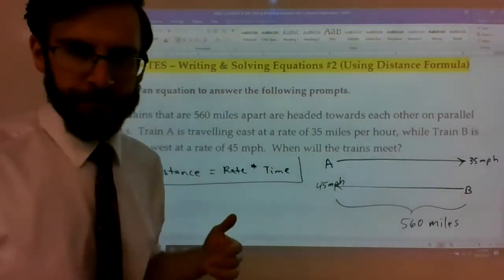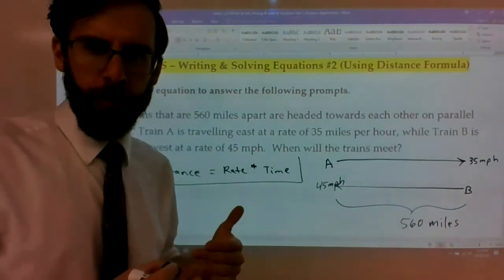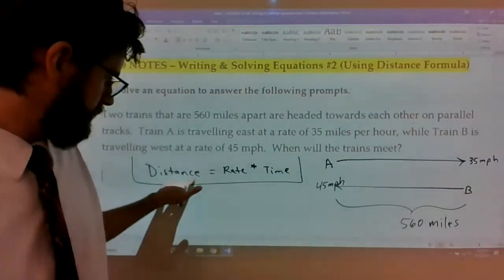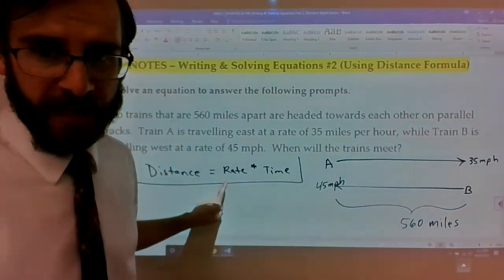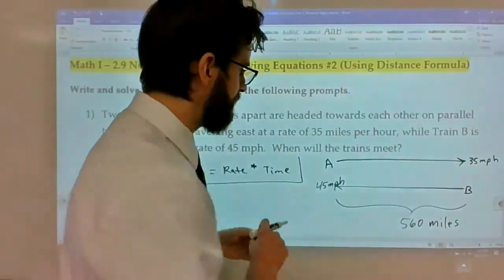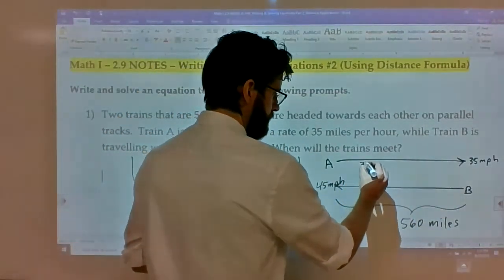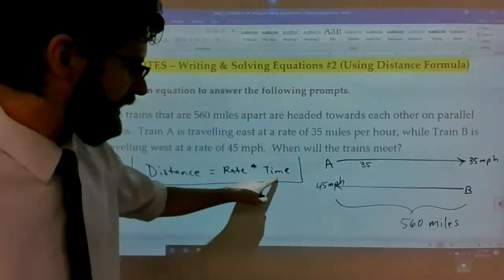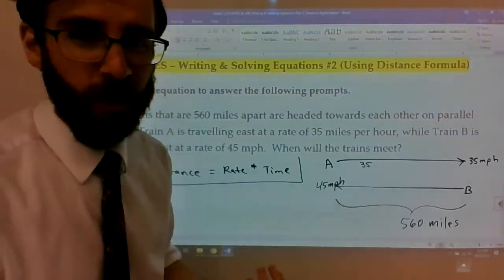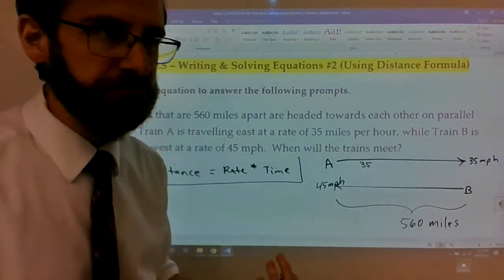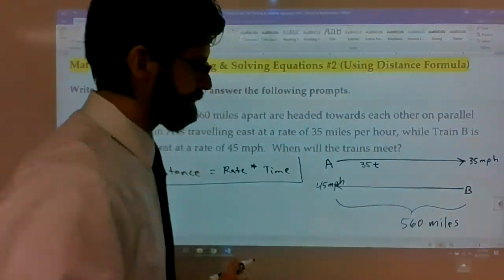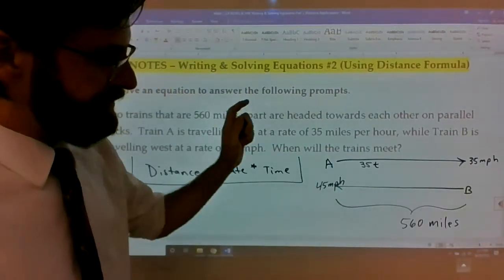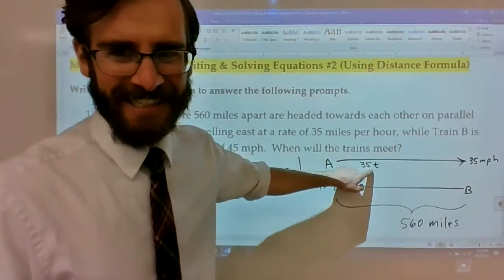So this is interesting. What I can do is come up with a formula for the distance that train A travels by basically taking its rate, which is given to us at 35, and then multiplying by the time in which it travels, which we don't know, so we're going to give it the variable, let's just say t. So this expression represents the distance A travels.